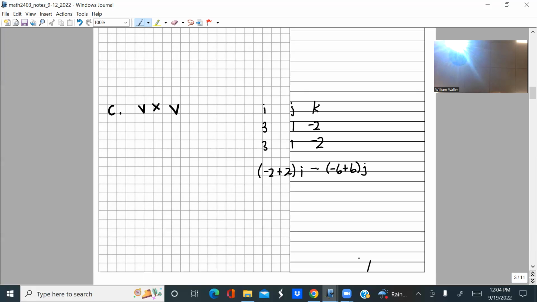And then for the K, wipe out the third column and do this cross product. So you have 3 times 1 minus 3 times 1 again. So that looks like 3 minus 3, times K. And voila, nothing. We knew something strange had to happen there, right? And so indeed we get 0. You get the 0 vector out of this. So anytime you take the cross product of a vector with itself, you just get the 0 vector.